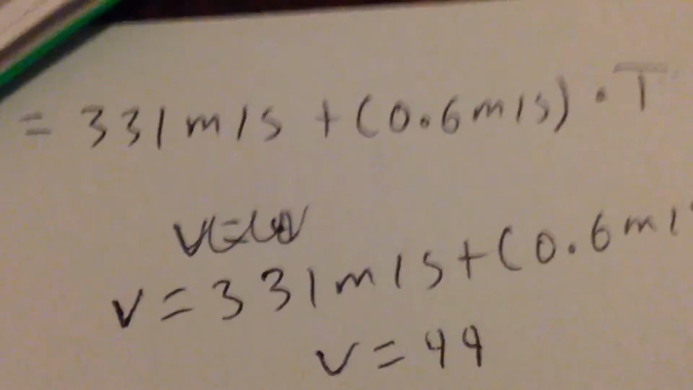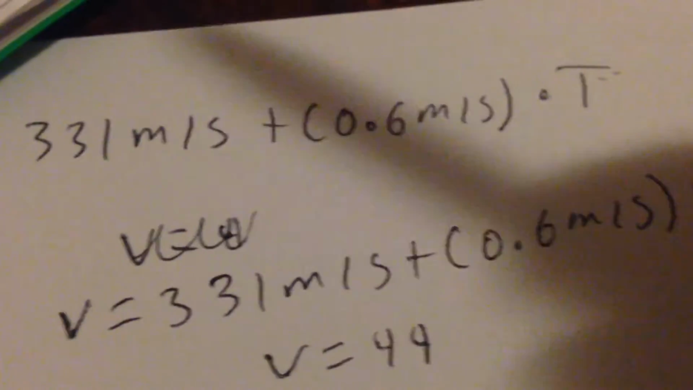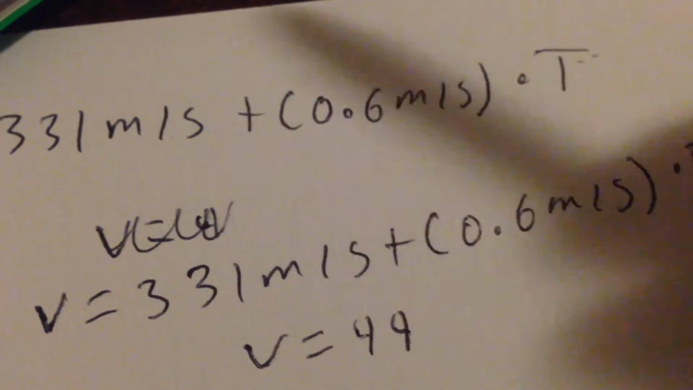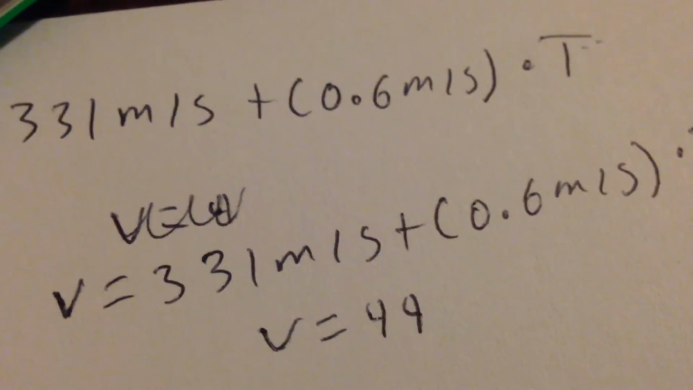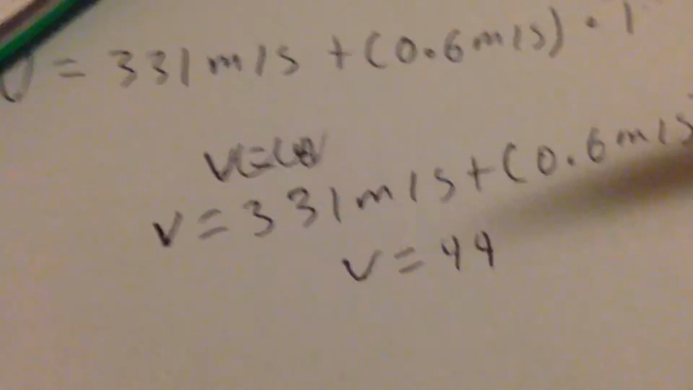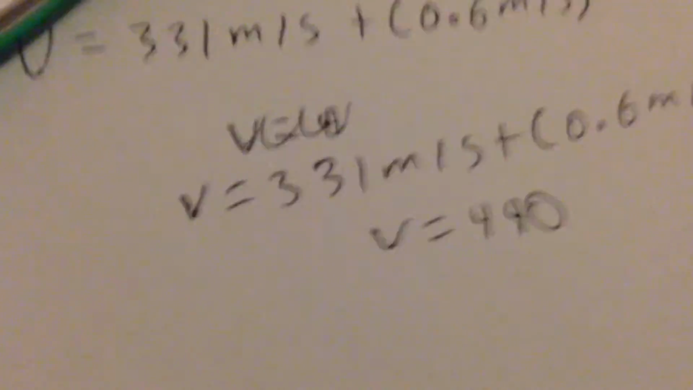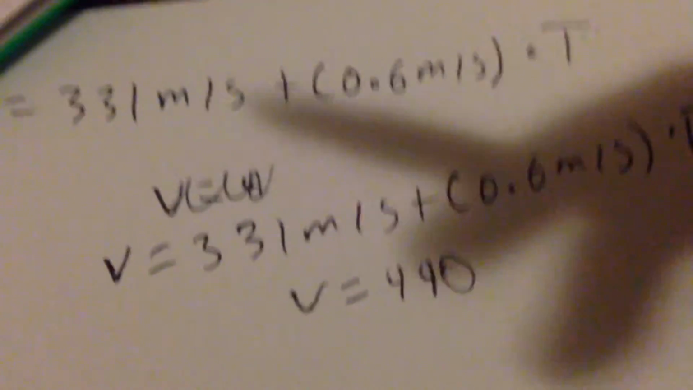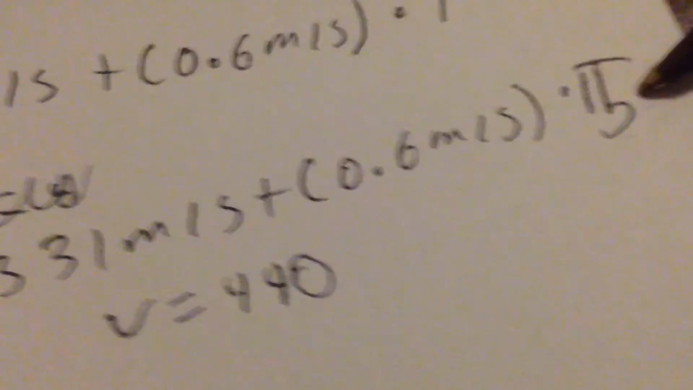So afterwards, we figured out the equation. We followed the pattern for order of operations, and we got the number 440 for our velocity in air, at a temperature of 15 degrees Celsius.